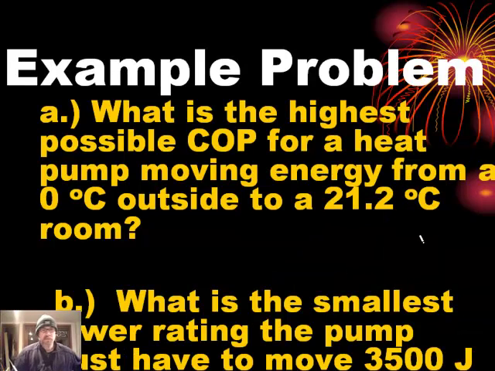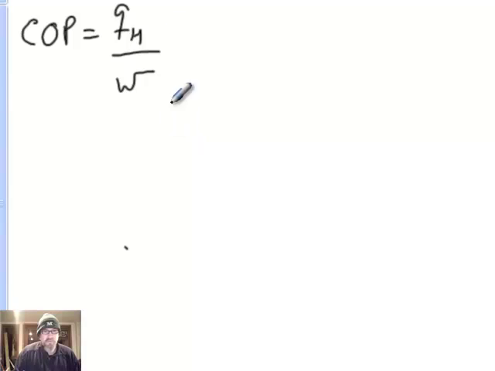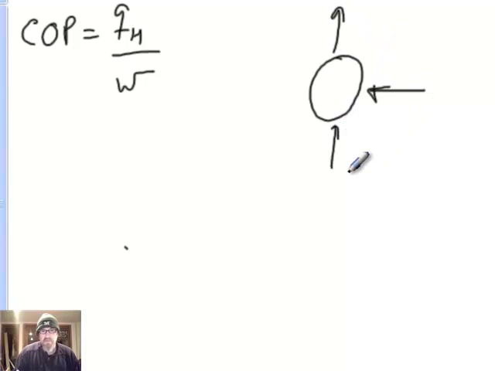Here's another question. What is the highest possible coefficient of performance for a heat pump that's moving energy from a 0 degree outside to a 21.2 degree Celsius room? Let's define coefficient of performance first of all. Coefficient of performance for a heat pump is QH divided by work. So those are the terms that we're going to have to find somehow. Looking at our schematic diagram, let's try and make sense of this because we don't know either work or Q hot. We have to find a relationship here.